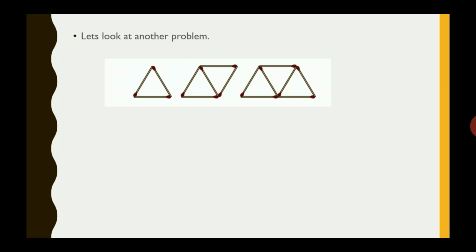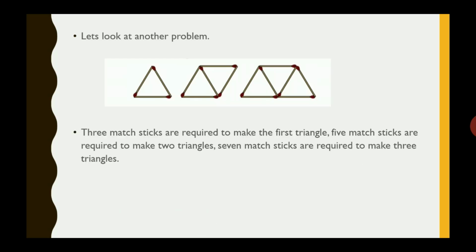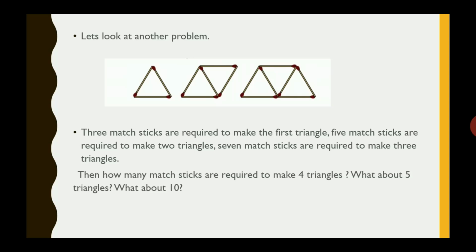Now let us look at another problem. Three matchsticks are required to make the first triangle. Five matchsticks are required to make two triangles. Seven matchsticks are required to make three triangles. Then how many matchsticks are required to make four triangles? What about five triangles? And what about 10 triangles? We have to find that out, and we also have to find the algebraic form of the sequence.